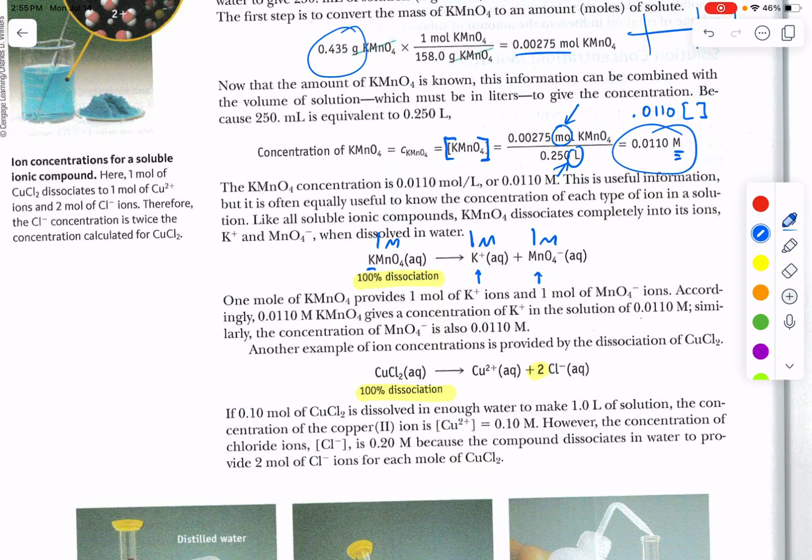Don't make the mistake and say, oh, if I have 1 mole of potassium permanganate, I'm going to get a half a mole of potassium ions and a half a mole of permanganate ions. Not true.